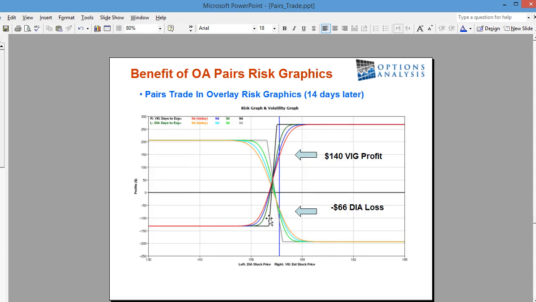In this particular case, we've moved the risk graphics to 14 days later by using the upper right calendar date box to simply move the date 14 days into the future from when we open the two trades. We see that in fact the stock has moved to the right, and the current profits are where the stock price hits the red line here for $140 in VIG profits, and where the orange line is hitting the blue line here for a $66 loss in the Diamond trade, for a net gain of approximately $74.